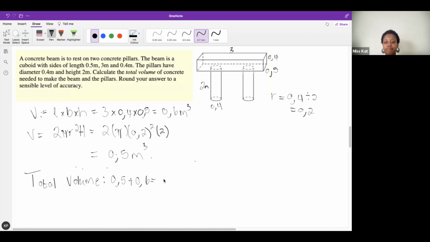Check carefully. 5 plus 6 is not 13. It is, there we go, 1 meters cubed. Okay, you guys are very quiet. Did I lose anyone? Who is lost? Raise your hand right now if you need an explanation.